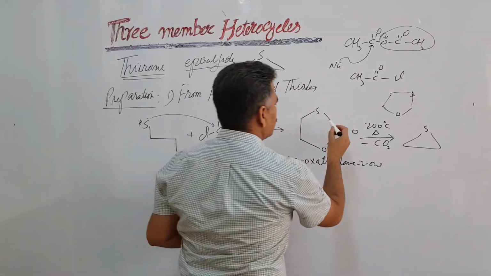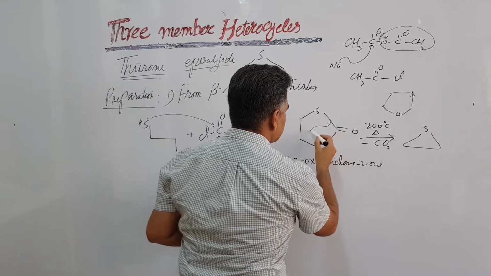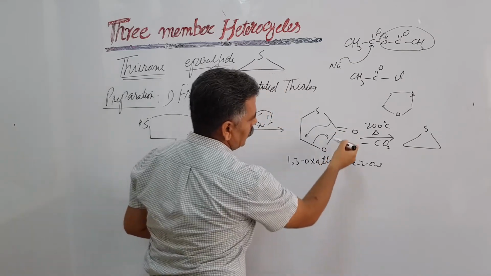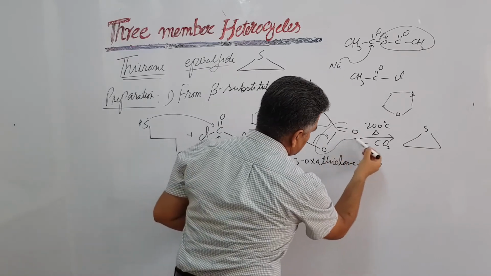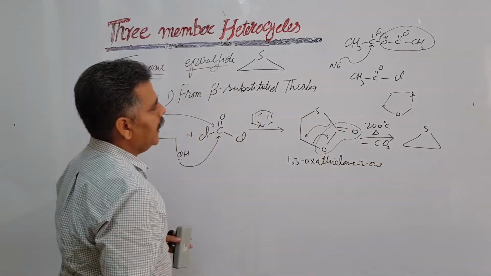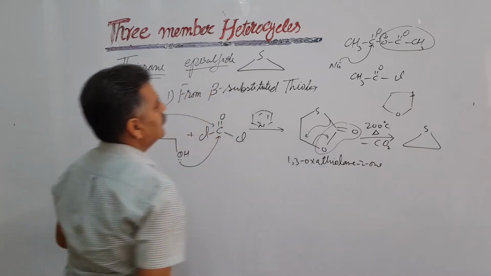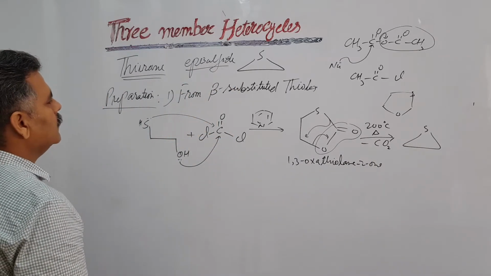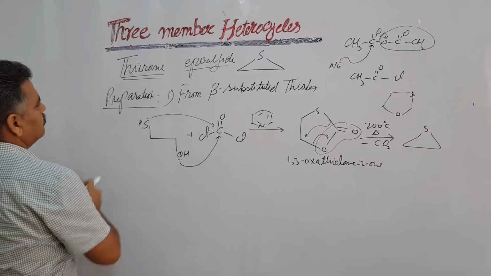Okay, so here we have this bond attacks at this and then it is shifted to this. Here we have carbon dioxide. This carbon dioxide will be removed from here and we have 3-membered Thiirane. So this is another method which is used for the preparation of Thiirane.